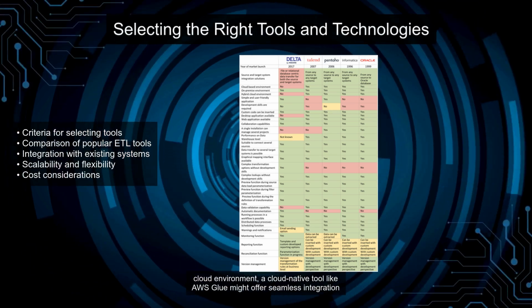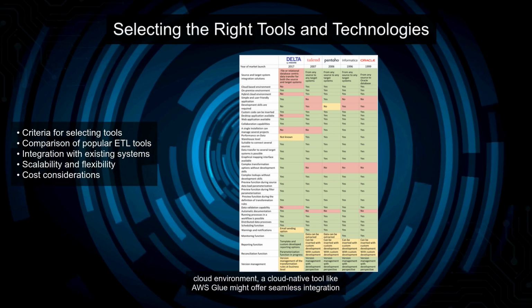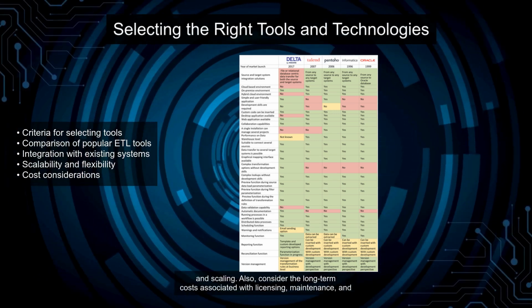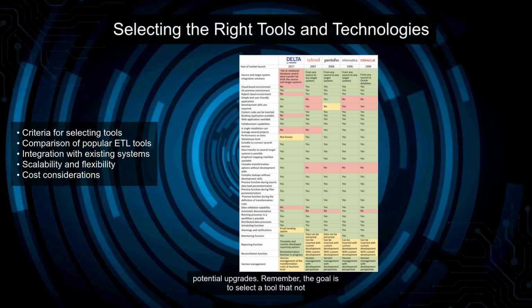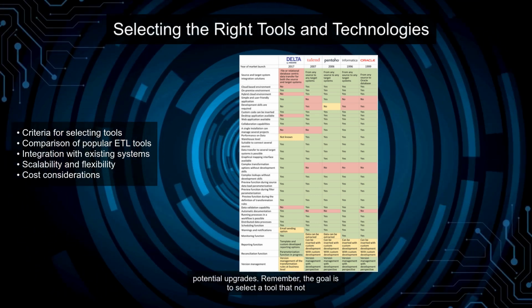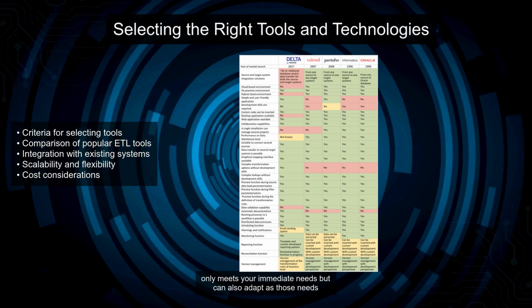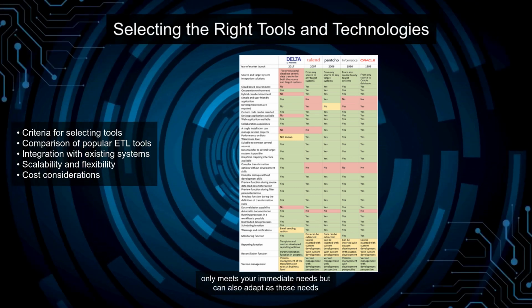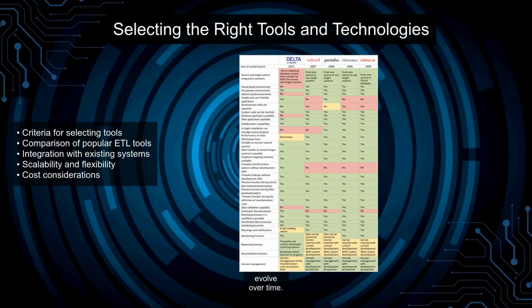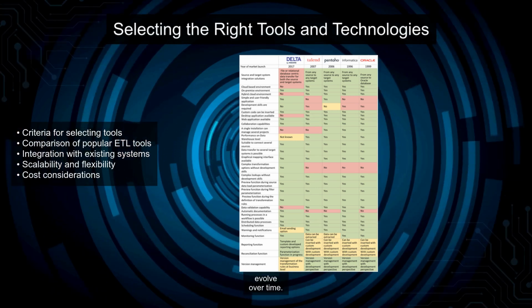For instance, if you're operating within a cloud environment, a cloud-native tool like AWS Glue might offer seamless integration and scaling. Also, consider the long-term costs associated with licensing, maintenance, and potential upgrades. Remember, the goal is to select a tool that not only meets your immediate needs but can also adapt as those needs evolve over time.